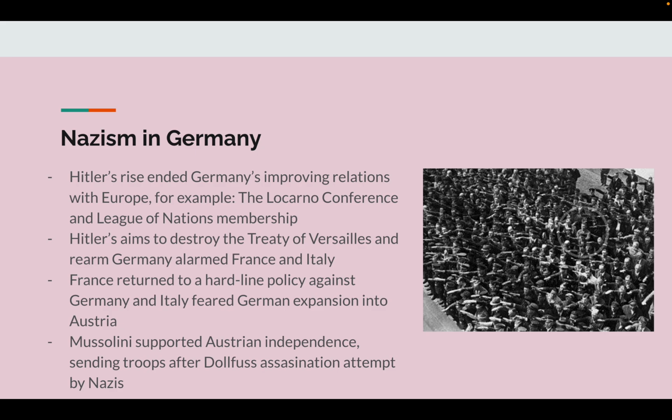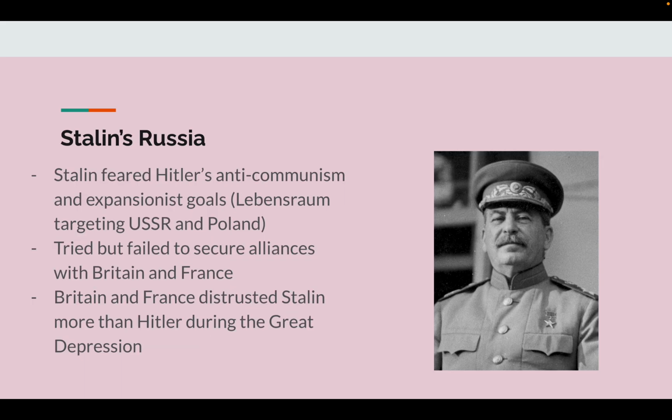Nazism in Germany. Hitler's rise ended Germany's improving relations with Europe, for example, the Locarno Conference and League of Nations membership. Hitler's aims to destroy the Treaty of Versailles and rearm Germany alarmed France and Italy. France returned to a hardline policy against Germany, and Italy feared German expansion into Austria. Mussolini supported Austrian independence, sending troops after Dollfuß's assassination attempt by Nazis.